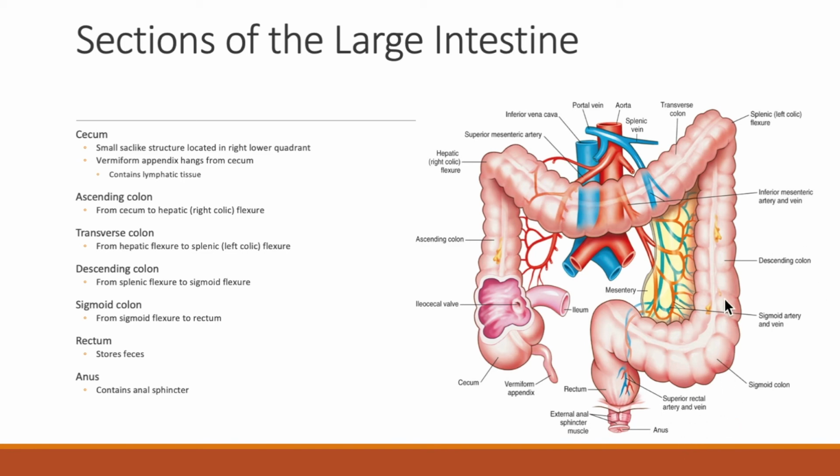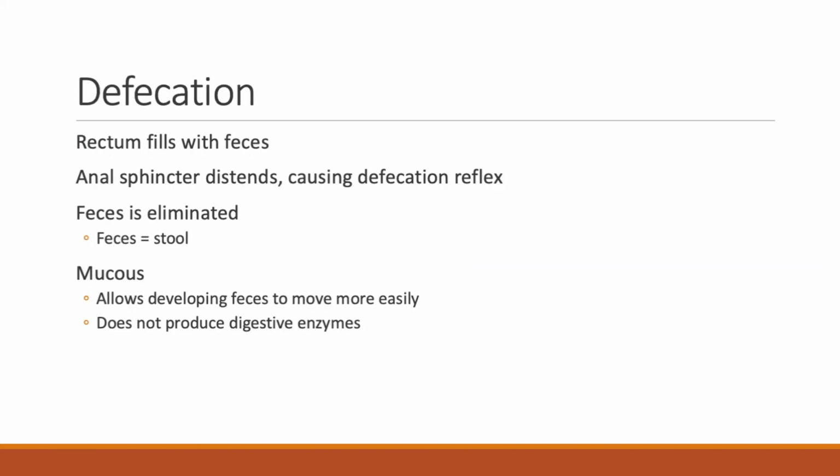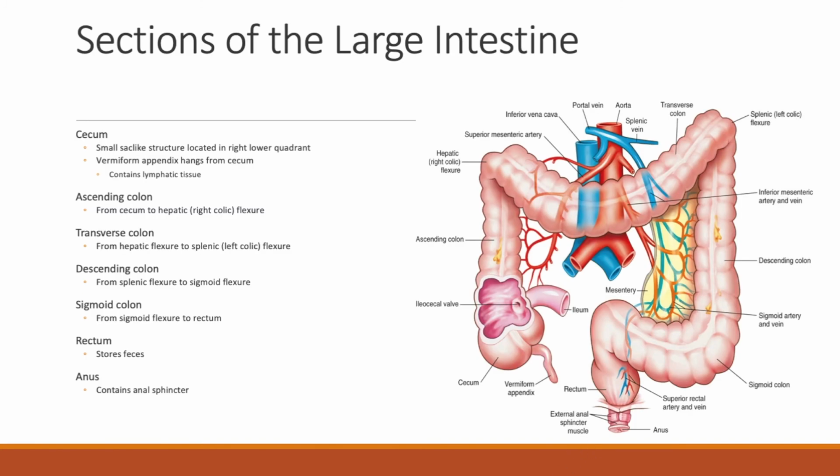So if we go down this next curve, that is going to be the sigmoid colon. If you look at this graphic, you can see it has this S shape, or actually looks like a Z in a way. The sigmoid colon comes down into the rectum and then to the anus.